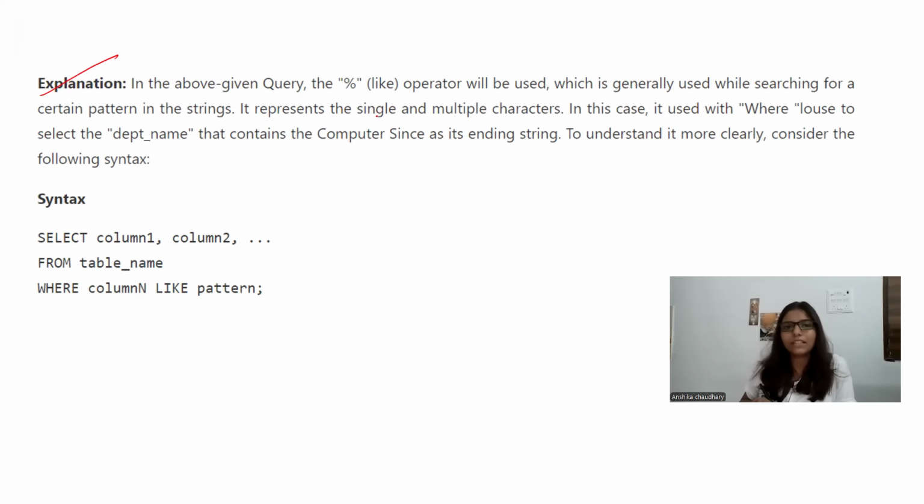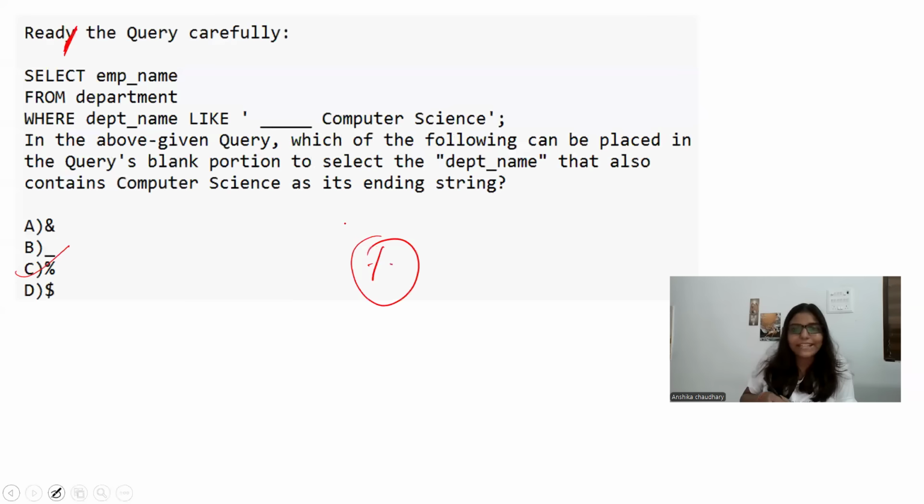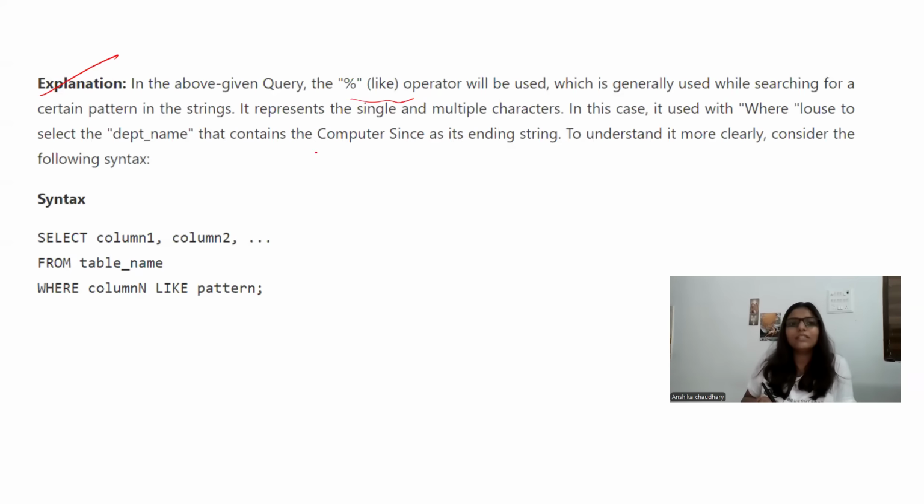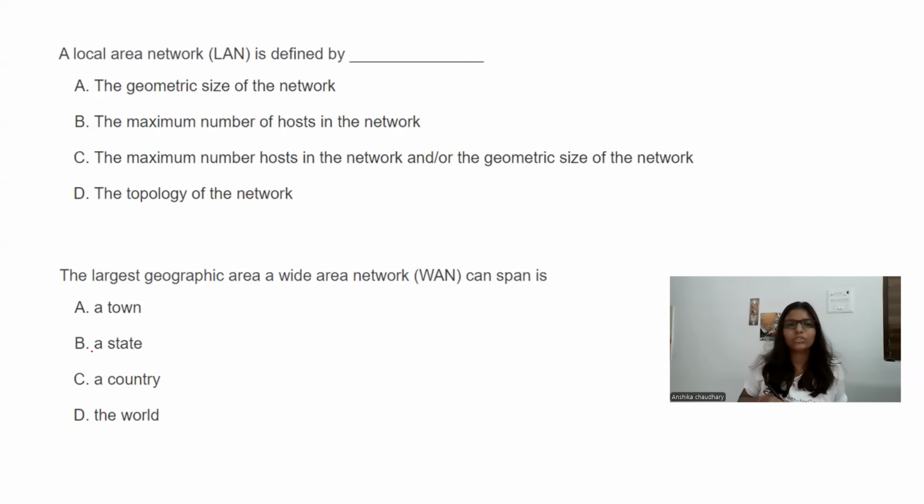In the above given query, the percent operator is used, which is generally used while searching for a certain pattern in a string, right? As it is written that it will end with computer science, there is a certain pattern, so it will fetch the entries that contain the same pattern it is asking for. You can have a look at the explanation. Let's have a look at the next question.